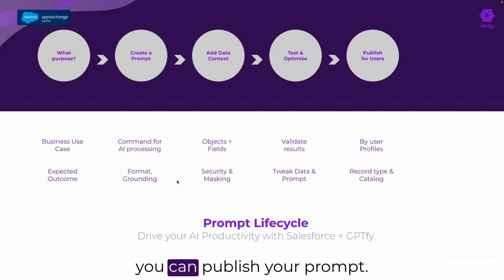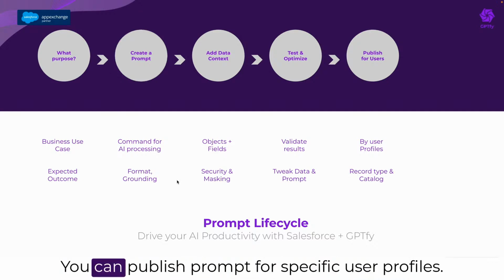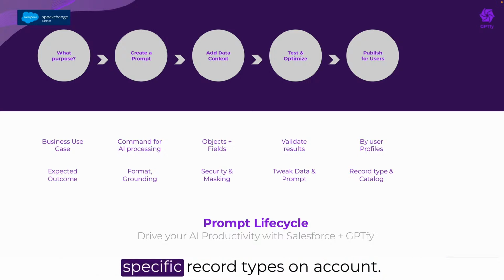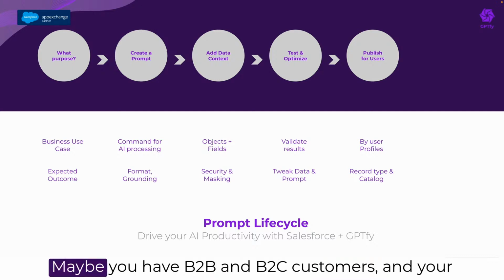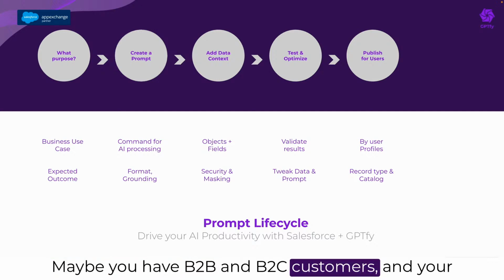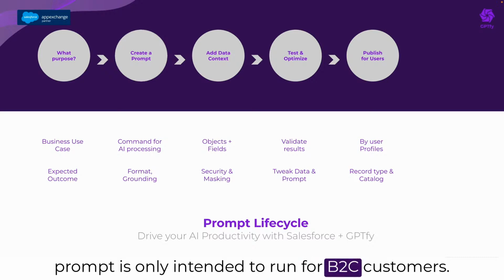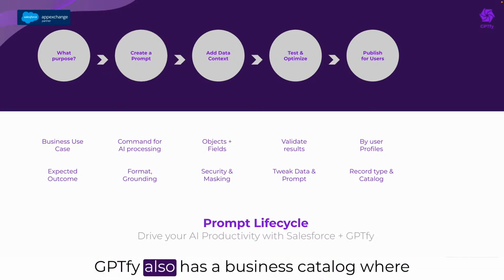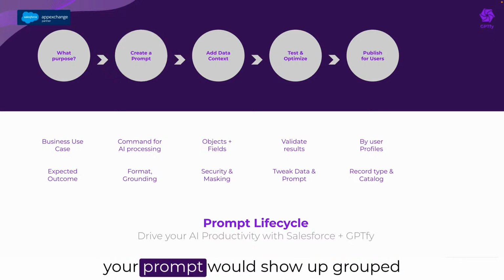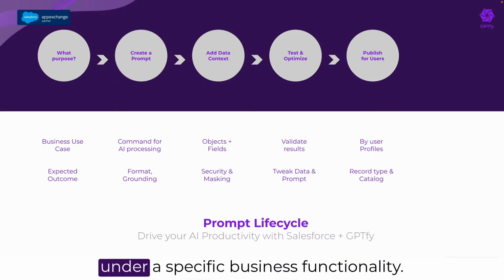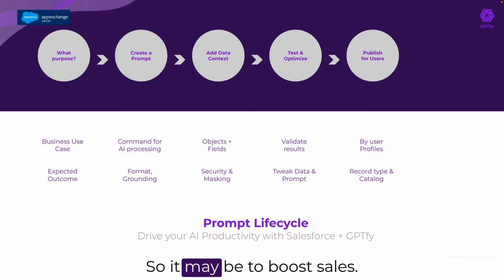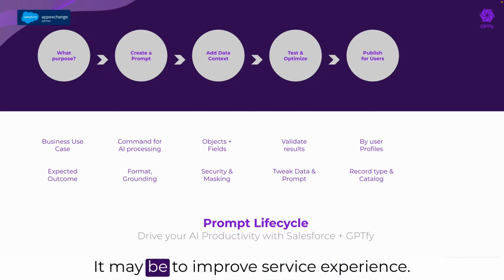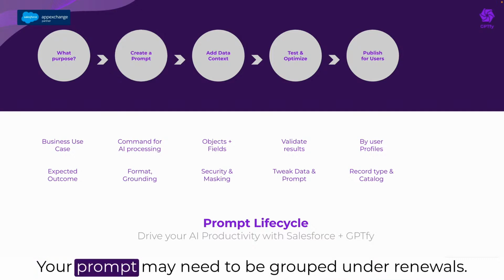Once you're done with this, you can publish your prompt. You can publish a prompt for specific user profiles. You can also associate it to specific record types. So on account, maybe you have B2B and B2C customers, and your prompt is only intended to run for B2C customers. So you have the opportunity to do that. GPTfy also has a business catalog where your prompt would show up grouped under a specific business functionality. So it may be to boost sales, it may be to improve service experience, or your prompt may need to be grouped under renewals.